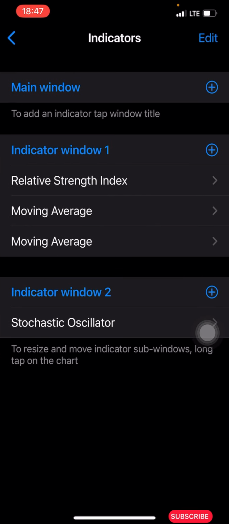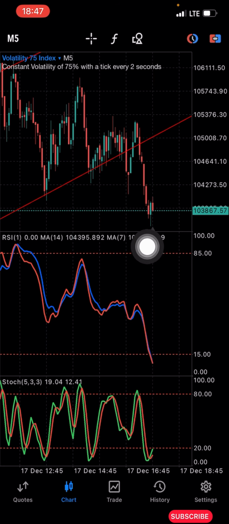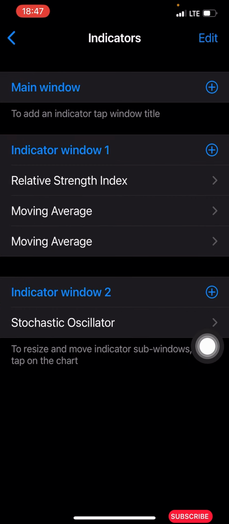You are going to have these levels, this 85 and 15 level, which are the overbought and the oversold levels. That's why we need the RSI, the relative strength index.